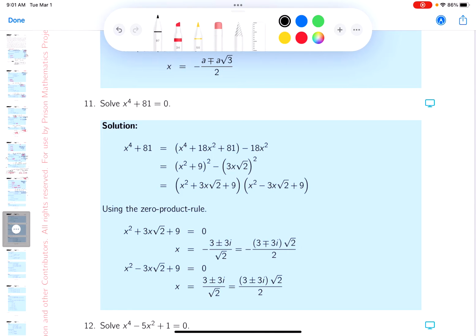All right, let's take a look. And let's try to get it factored. And to do that, I'm going to have to do some completing the square in this problem over here. And let's take a look.